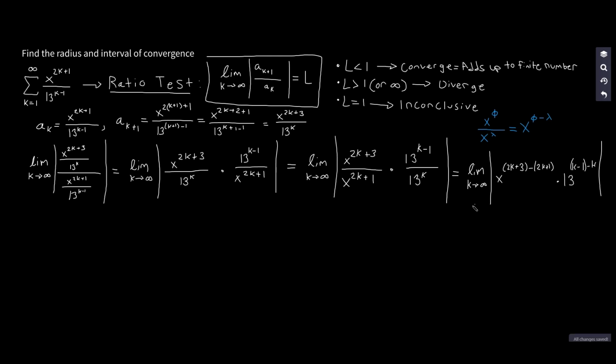Okay. Well, what's going to happen? Distribute this negative sign. Drop the parentheses here. This is just going to become 13 to the power of negative 1. So we're going to get cancel, cancel, because 2k minus 2k is going to be 0. Then it's going to be 3 minus 1, and that's going to be 2.